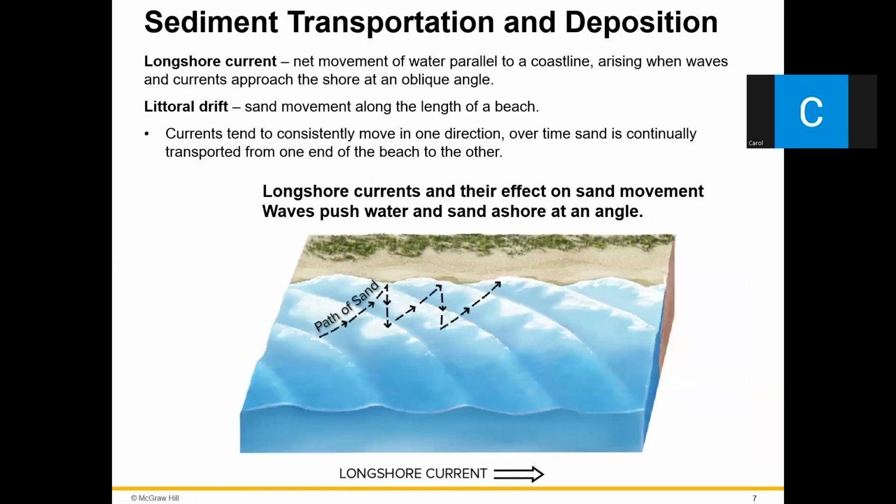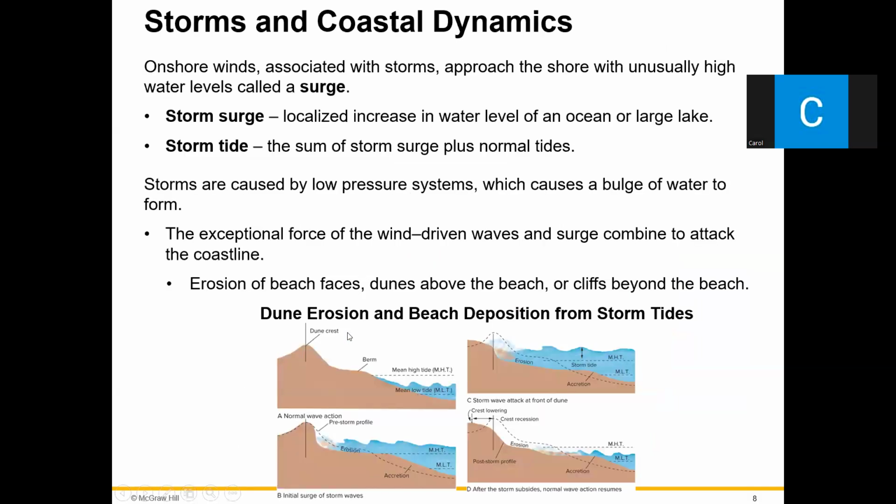Longshore currents. Waves don't really come in exactly perpendicular to the coast. They come in at an angle, and they pick up sand grains from here on the beach and deposit them downstream, or down current. We call that littoral drift from the longshore current.